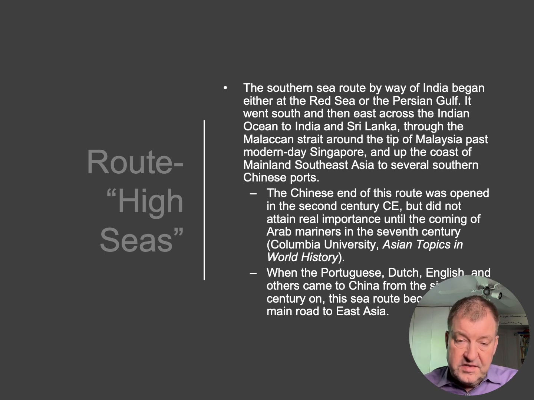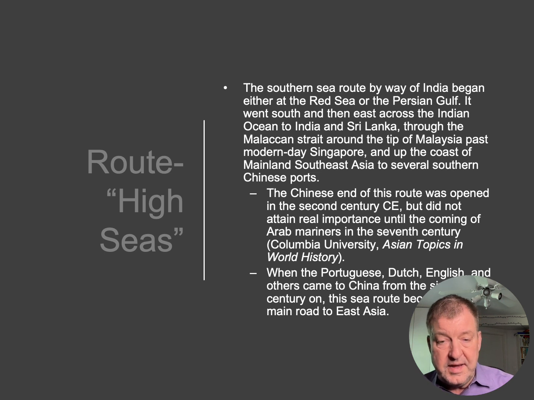So the Chinese end of this trade route opened up in the 2nd century CE, but it did not become as active until the 7th century, when Arab traders began to make their way all the way across the Indian Ocean up to the Chinese ports, and actually took up residence inside the Chinese ports and became regular contributors to trade across that entire region, bringing goods that the Chinese had not known of earlier.